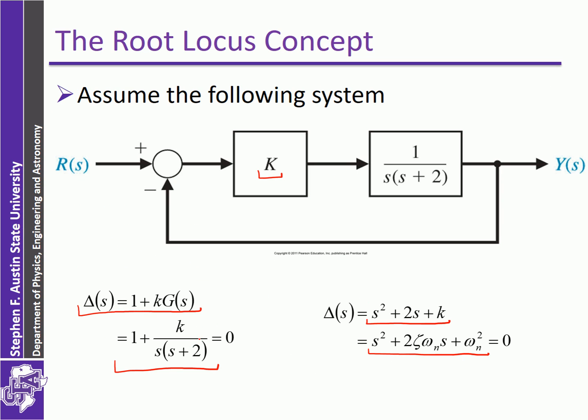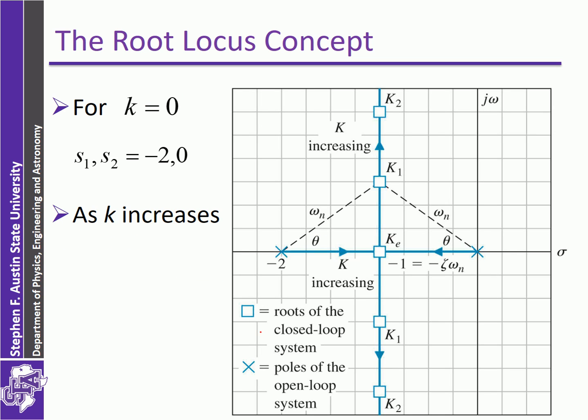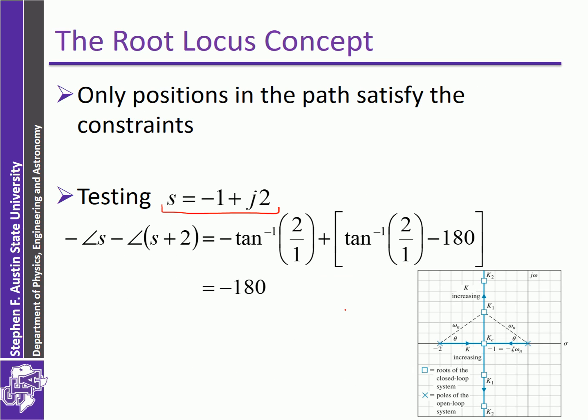If we calculate the angle of this phasor, we're going to find that it is equal to 180 degrees. So this is going to be minus the angle of s minus the angle of s plus 2. We calculate the arctangent of that, and we basically get an angle of minus 180 degrees. The question is how we got these expressions. So let's look at it really quick.